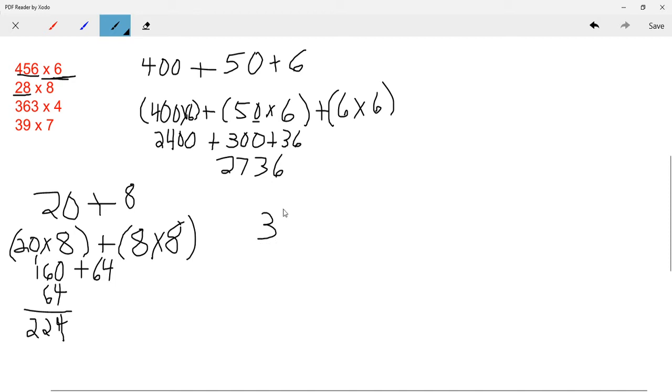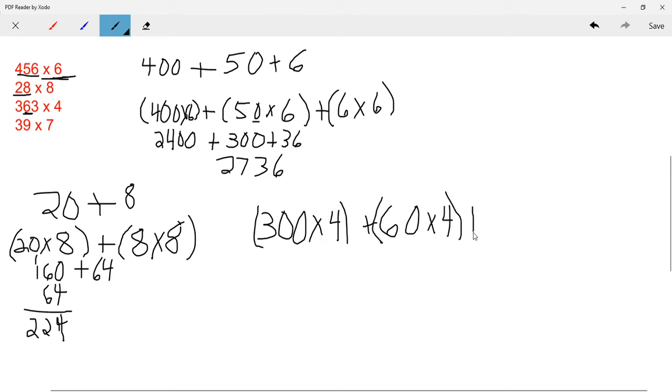So we don't even have to write it in expanded form if you can keep track of what it is. So now we have 60 times 4, and then plus 3 times 4. And just like addition, it doesn't matter which order multiplication is in. So 60 times 4 is the same as 4 times 60. Doesn't matter which way I put it. Okay? So I could write it either way.